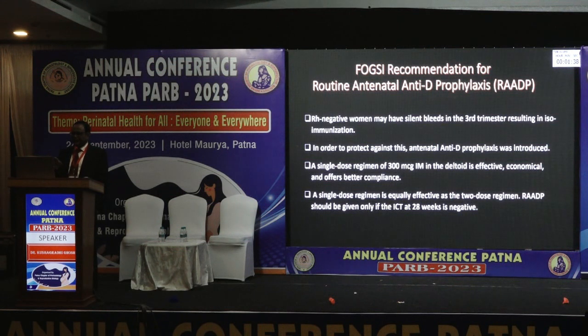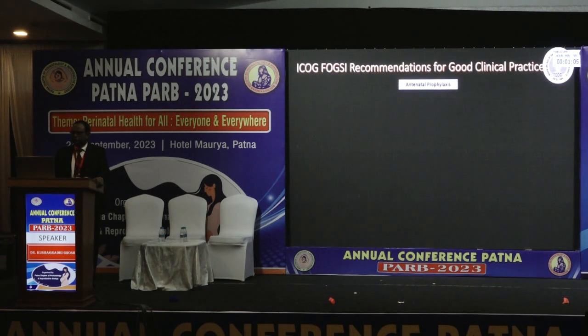In order to protect against this, antenatal anti-D prophylaxis was introduced, which reduces further by 90%, as I said. A single dose regime of 300 microgram IM in the deltoid, not to be given in the gluteal, because the majority of the anti-D is not utilized then. It is economical and often has better compliance. A single dose regime is equally effective. Some results have shown the same as the 2-dose regime. RAADP should be given only if the ICT is negative at 28 weeks, not to give anti-D injection without doing ICT.